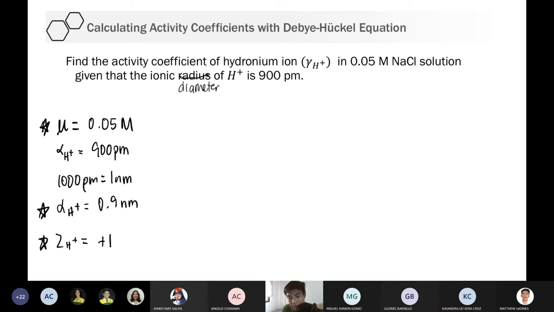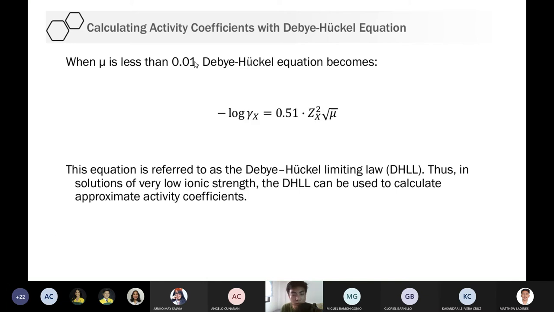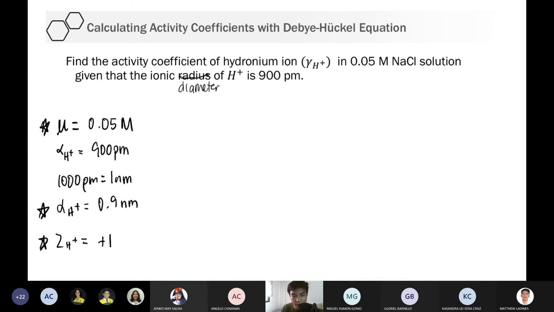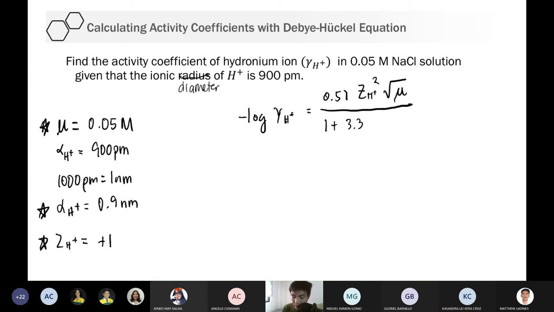Let us now use the Debye-Huckel equation. Oh, we cannot use the Debye-Huckel limiting law here because this is 0.05, and it says less than 0.01. So, we will use this big equation here. Let me write the Debye-Huckel equation. That's negative log gamma H plus equals 0.51 times the charge of H plus squared, times the square root of mu, all over 1 plus 3.3 times alpha of H plus times the square root of mu. You will eventually memorize it.